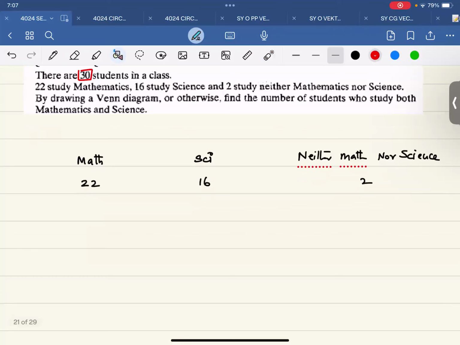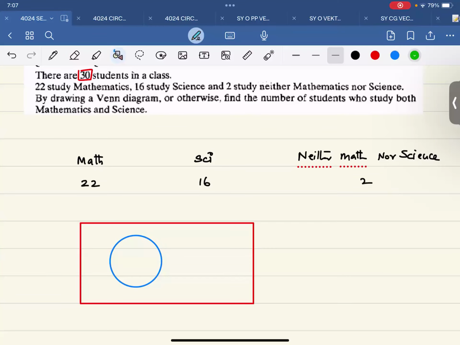First of all, let's draw a box for the Venn diagram. Let's draw 2 circles, a blue circle and a green circle, preferably the same size. It doesn't even have to be a circle, it could be an oval also. The blue circle is for math. The other one is for science. Let the number of people studying both subjects be X. So the number of people studying math and science is equal to X.